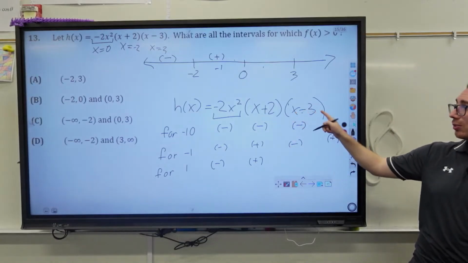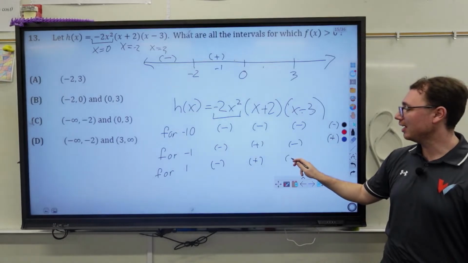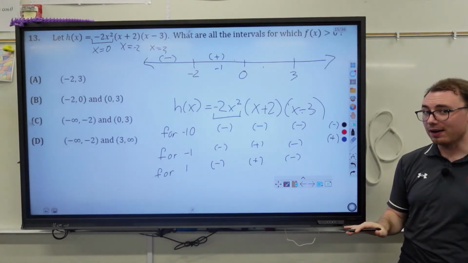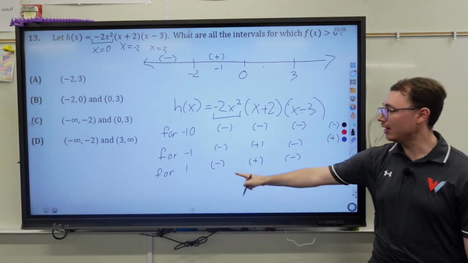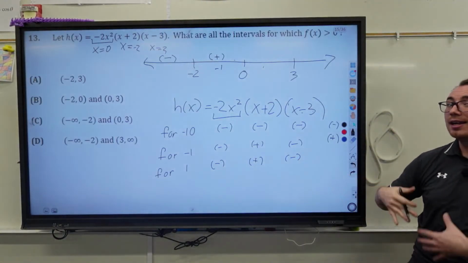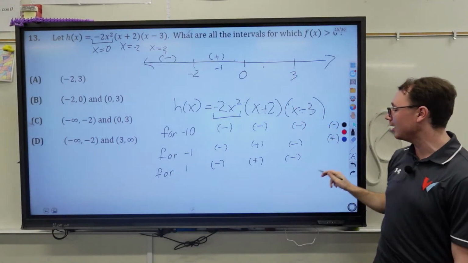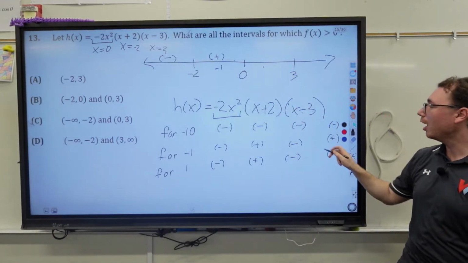1 minus 3 is still negative for this case. So we end up getting another negative value. So for this, we have a negative times a positive times a negative again. The end values for anything in between 0 and 3 is also positive.